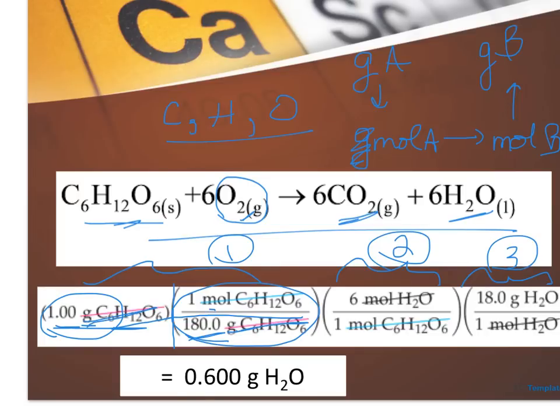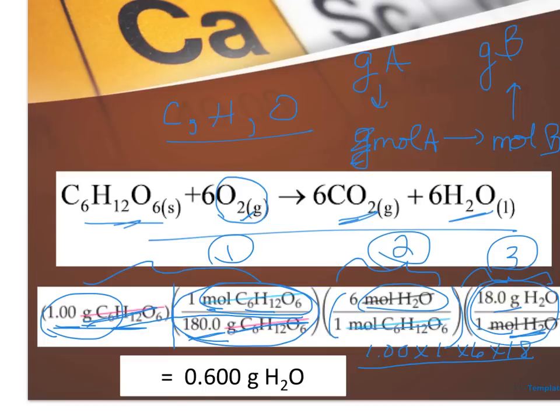Okay, so the first step is going to moles of glucose. The second calculation is using the mole ratio to get from moles of glucose to moles of water. And the third and last step is using the molar mass of water to get from moles of water to grams of water. So the math equation ends up being 1 times 1 times 6 times 18 in the numerator.